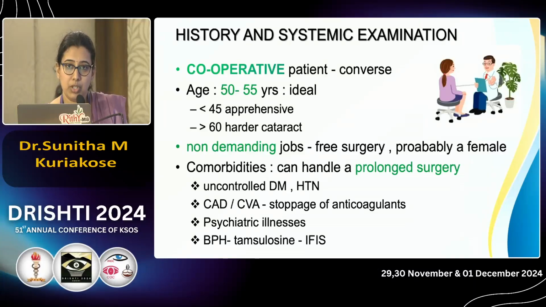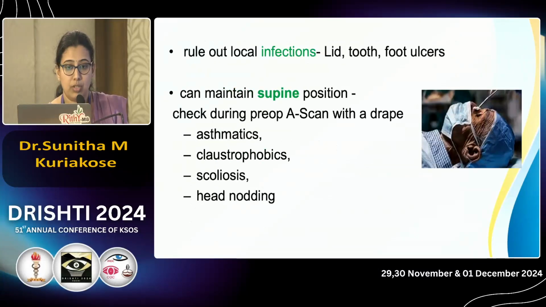That is, choose a patient who can handle a prolonged surgery. Your initial surgeries are going to take about 45 minutes to 1 hour, so you need patients who are cooperative and will lie down for you. Rule out all uncontrolled diabetic and hypertensive people, any patient with a cardiac problem, any history of stroke. Make sure they have stopped all their anticoagulants. Rule out patients with psychiatric illness, and any patients on tamsulosin, which can give you a floppy iris during surgery.